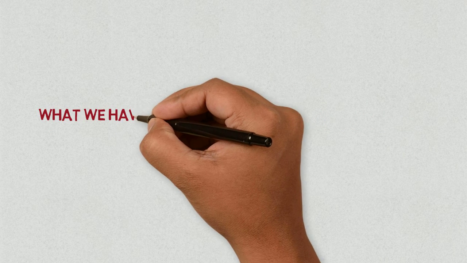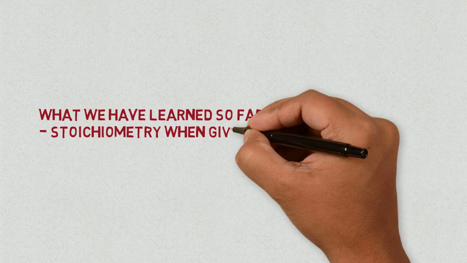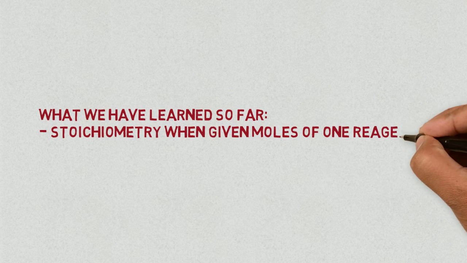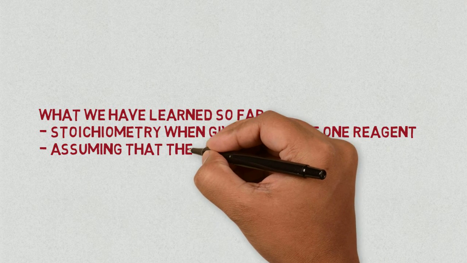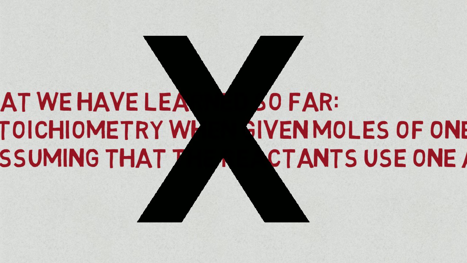Up to this point, we've only done stoichiometry calculations. We were only given the amount of moles of one of the reagents. We are also assuming that both reagents completely use one another up in the reaction. However, this is usually not the case in most of the reactions that we see in our daily lives.